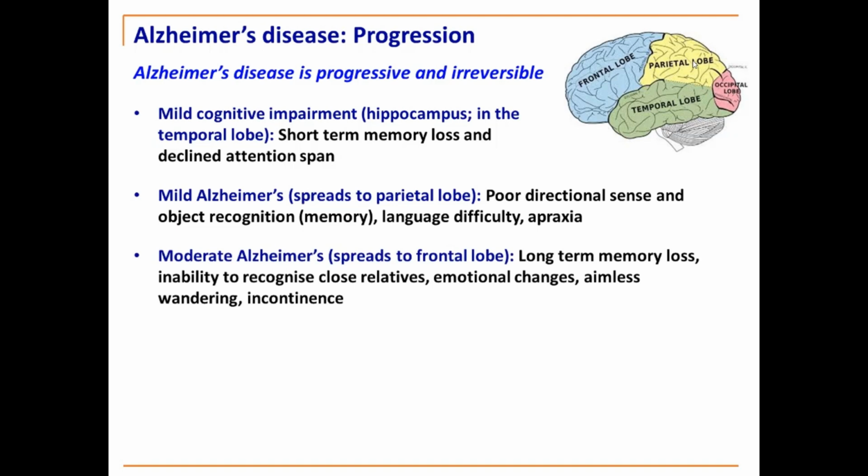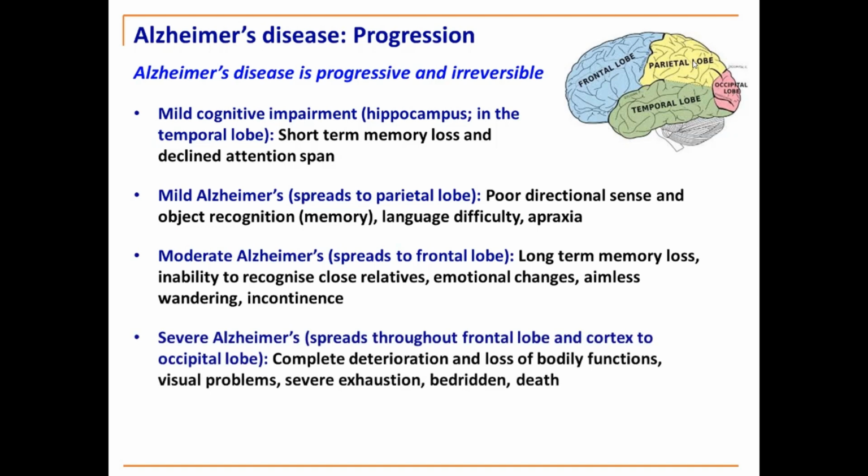And then you get moderate Alzheimer's, where we're getting spreading to the frontal lobe. And at this point, people might require some home help because there's long-term memory loss, an inability to recognize close relatives, emotional changes, but also aimless wandering and incontinence, hence requiring some home help.